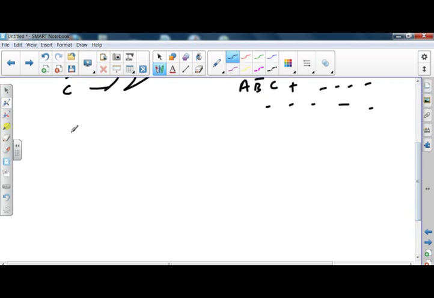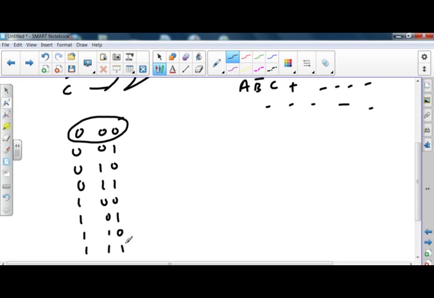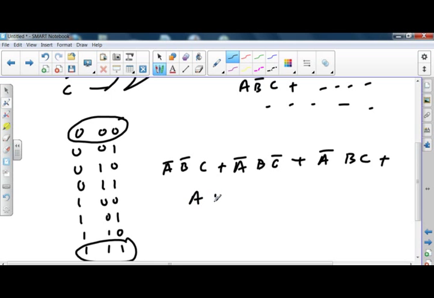So if I do it logically, 000, 001, 010, 011, 100, 101, 110, 111. I don't use that one, and I don't use this one. So A naught, B naught, C, or A naught, B, C naught, or A naught, B, C, or A, B naught, C naught, or A, B naught, C, or A, B, C naught. There, now I got them all. That would be my 3 input exclusive NOR.